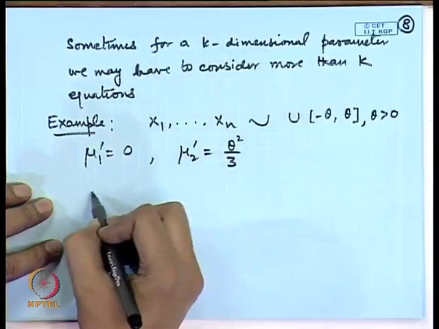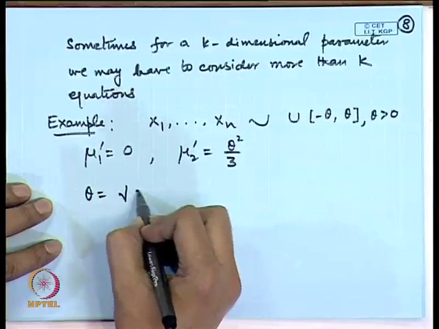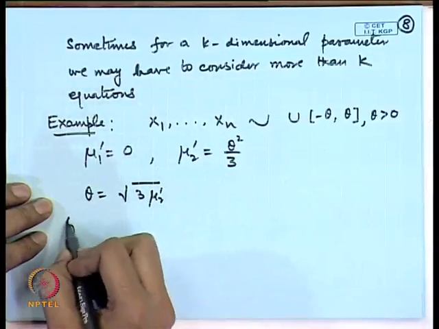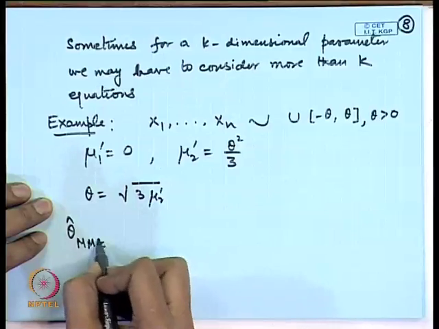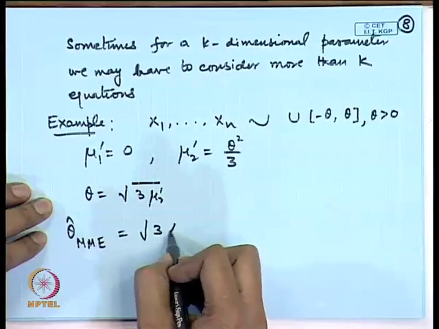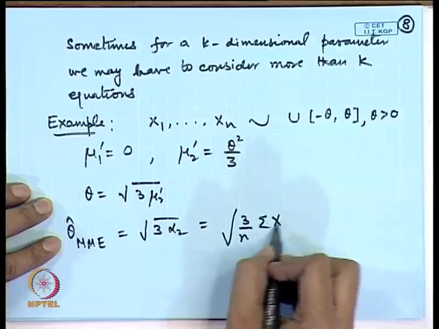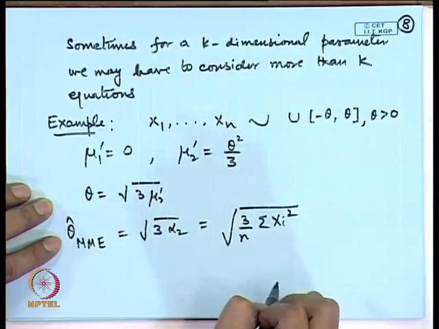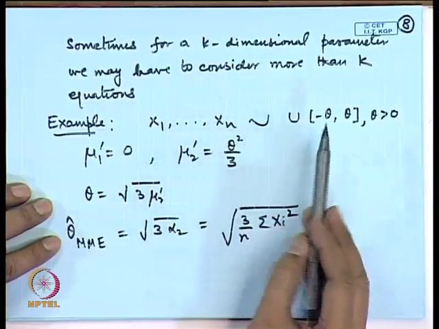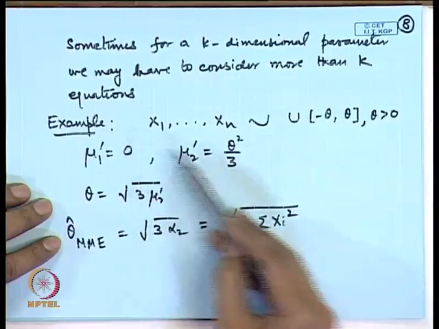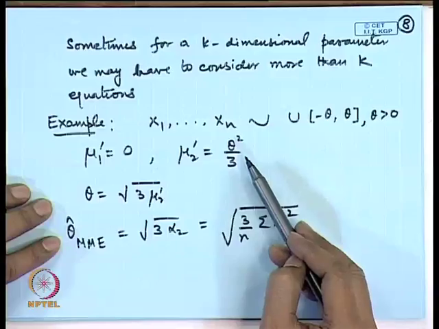So, a solution to this is theta equal to square root of 3 mu 2 prime. So, I may take the method of moments estimator as square root of 3 alpha 2, that is square root of 3 by n sigma x i square. So, here since the first moment did not give us any solution for theta, I am using the second moment.